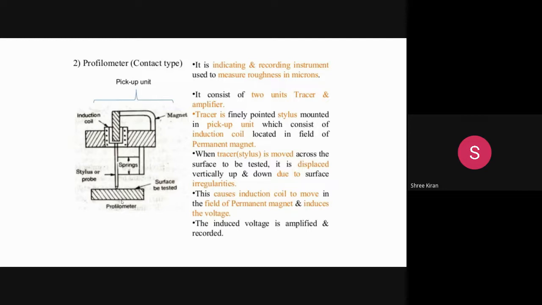So, what happens over here is you see the stylus or a probe also available. The stylus is a material which is used for touching the surface to see the surface roughness or surface material or surface dimensions. Everything can be measured. So the second one is the profilometer, that is a contact type. It is always an indicating and recording instrument used to measure the roughness in microns.